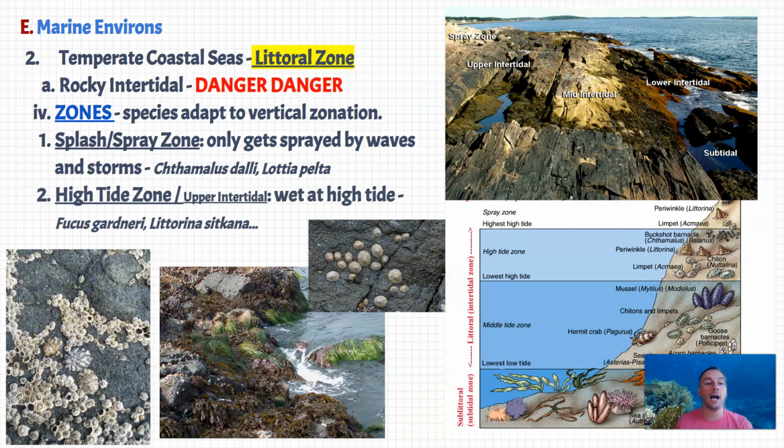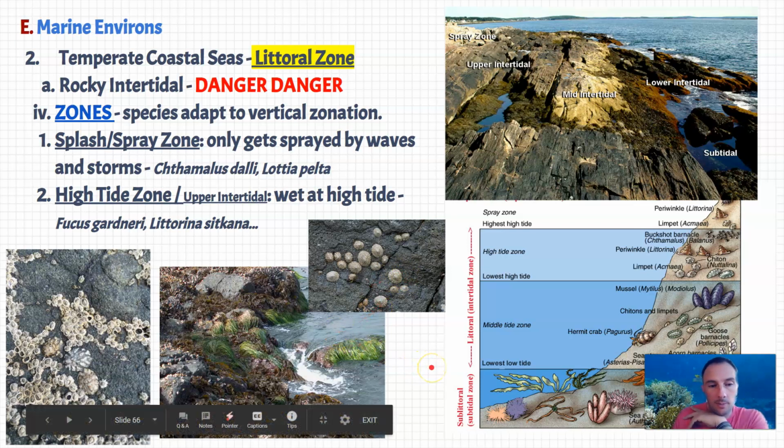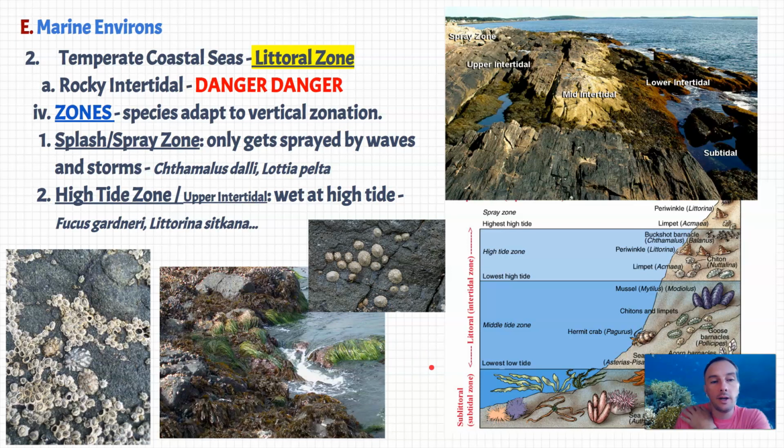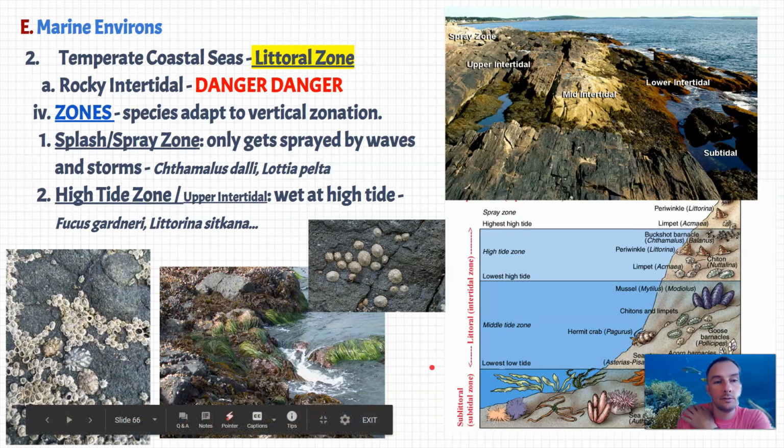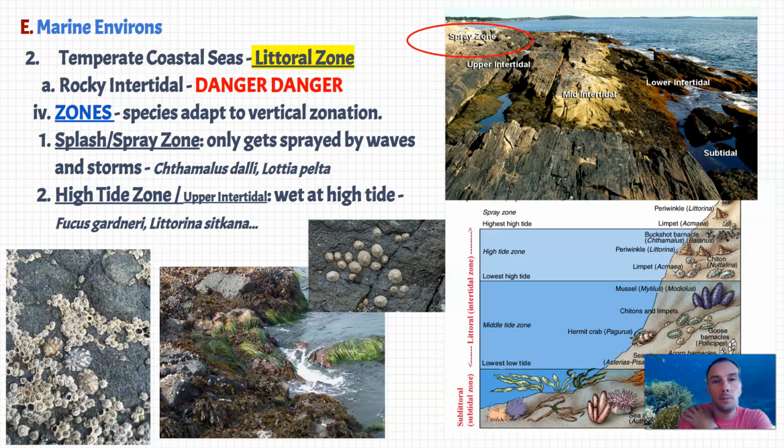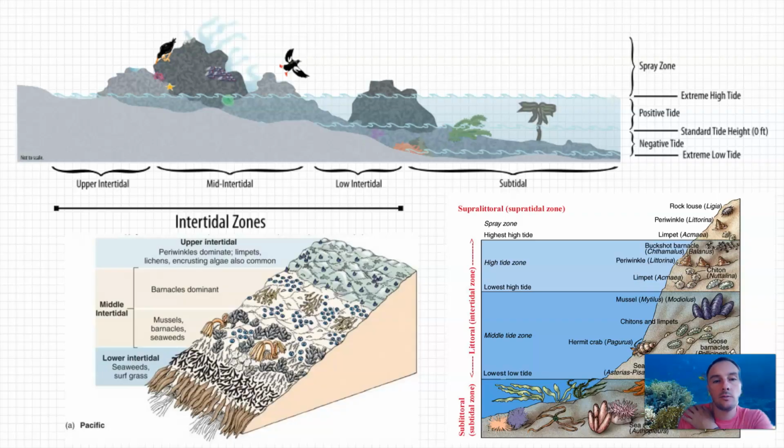The high tide zone, covered at the very highest tides, you can find rockweed up in here, Fucus gardneri, and Littorina sitkana, so the sea snail as well, turban snail, or Sitka periwinkle, actually. One in there. There's your spray zone. Okay.